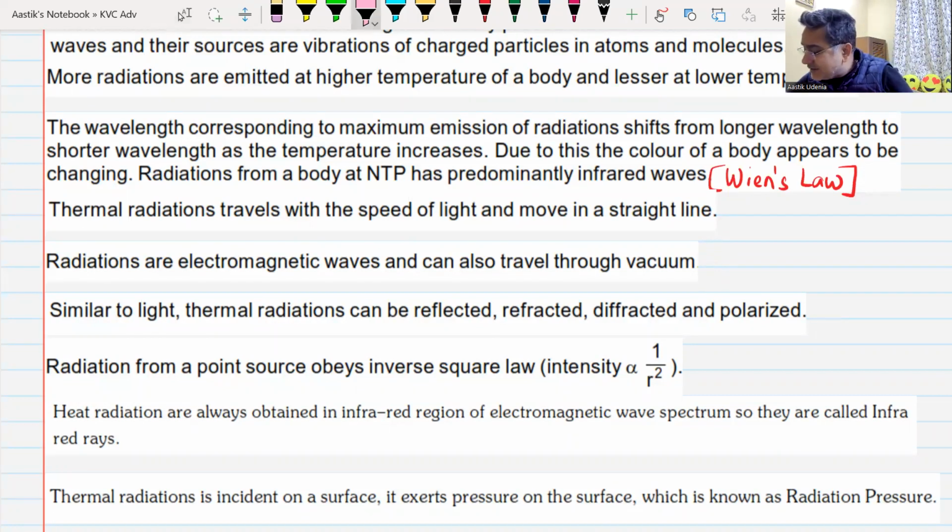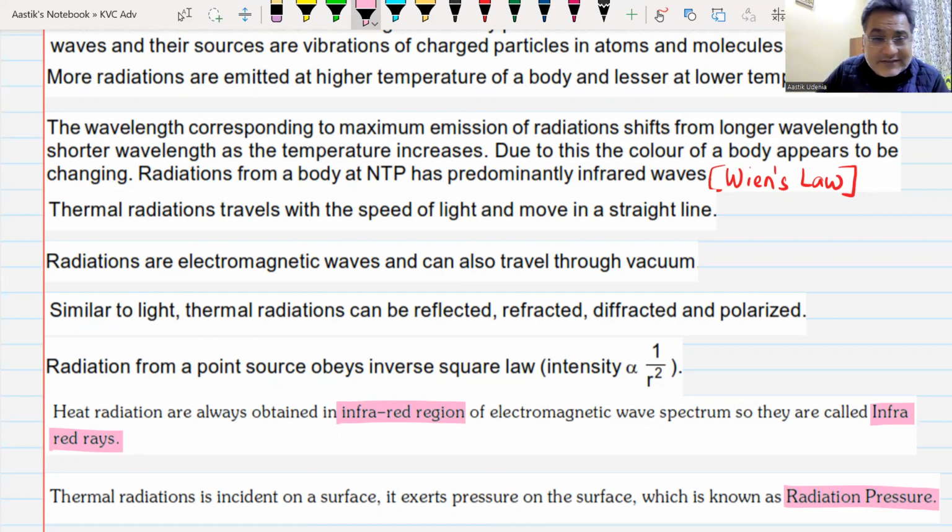These thermal radiations are always in the infrared region. Their wavelength is more than red. Therefore, they are also known as infrared rays. When they fall on a body, incident on a surface, they will exert force. Because of that force, they will exert pressure. That pressure is known as radiation pressure.